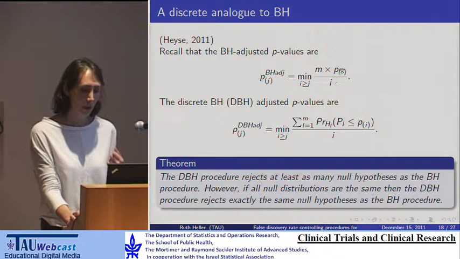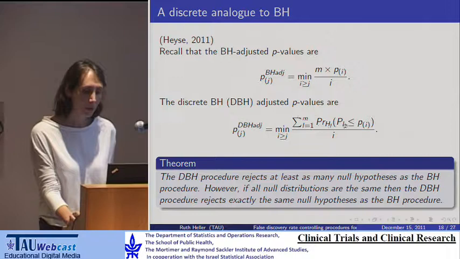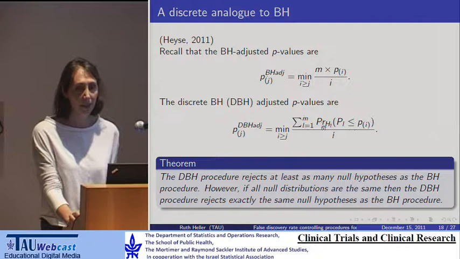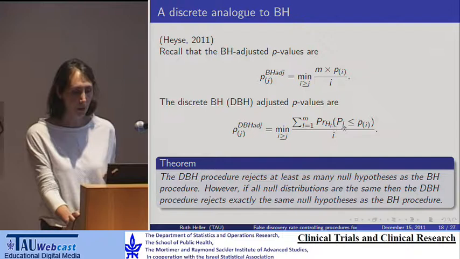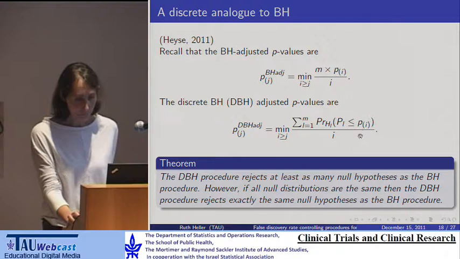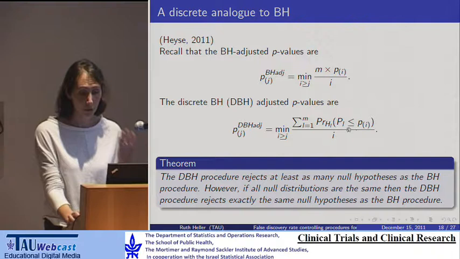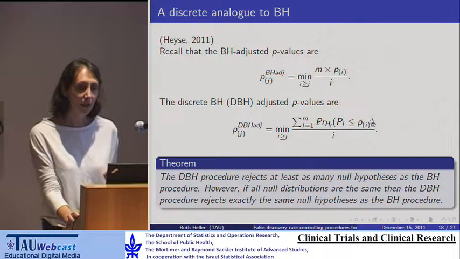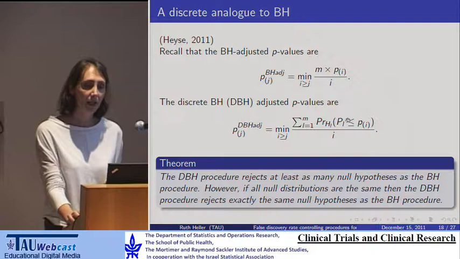So instead of putting this expression here in the numerator, you put it more explicitly, this term here, which is the sum of the probability, under the ith null hypothesis, that the p-value is less than or equal to that threshold, and you sum these up. If the p-values are uniform, then you get exactly the same, and you're back to this. However, if the p-values are discrete, then this sum may be smaller than this expression here, and you actually get adjusted p-values that are smaller.